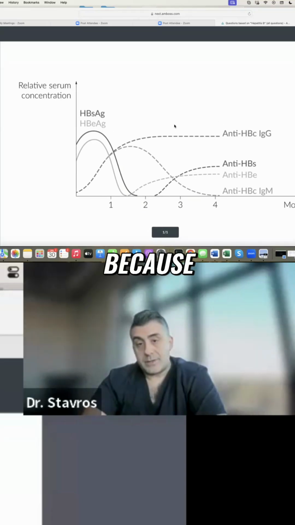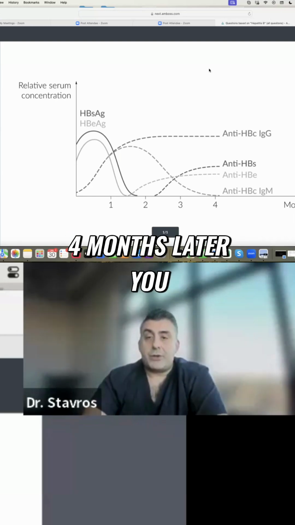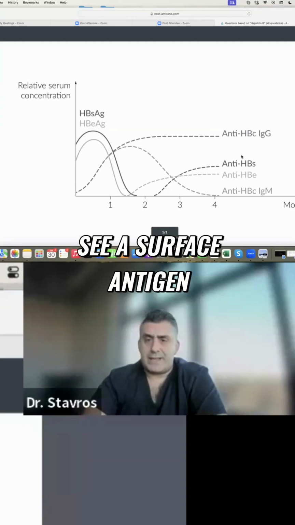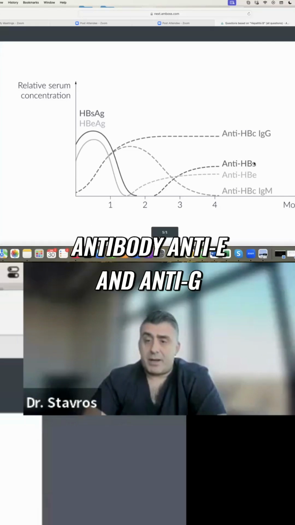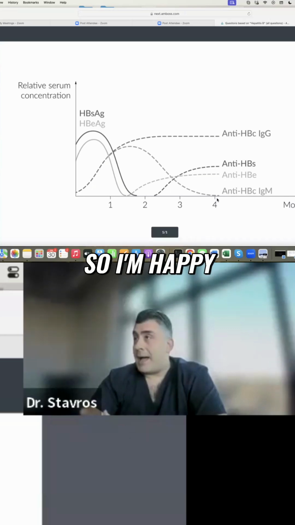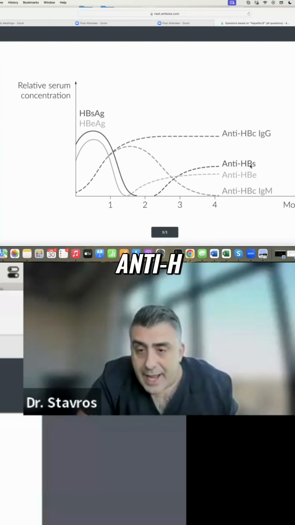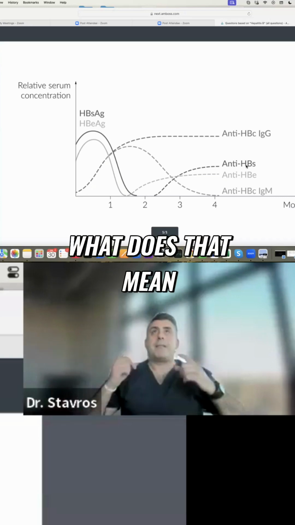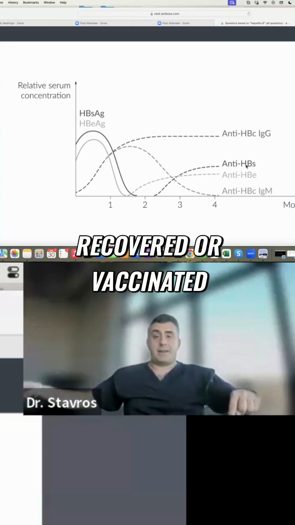Well, yeah, because at the 4 months, the patient comes, sees you, comes back 4 months later, you take labs, and labs come back and they go, oh, I don't see a surface antigen anywhere. I see IgG antibody, anti-surface antibody, anti-E, and anti-core IgM is actually really low. So I'm happy. I'm like, oh, this is kind of cool. Because didn't we say earlier that anti-HBs, this anti-B antibody, surface antibody, what does that mean? It means the person was sick and now recovered or vaccinated.